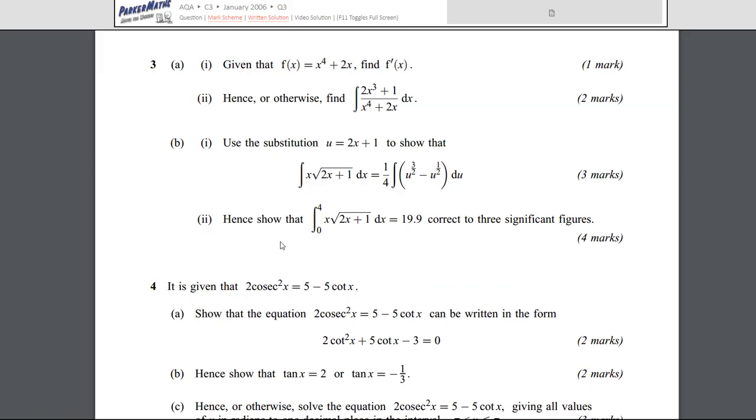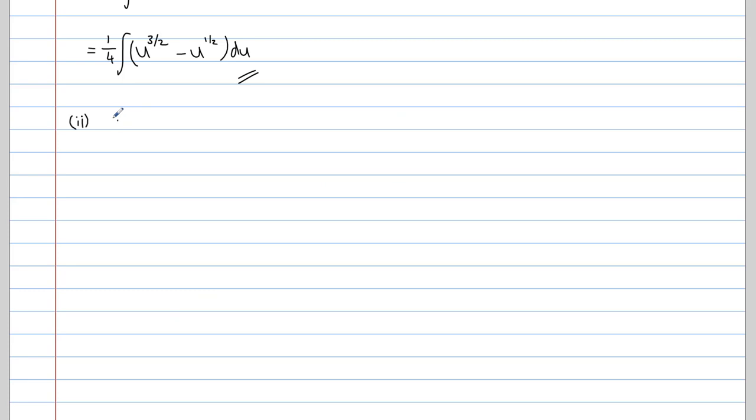In B part 2, it says hence show the integral between 4 and 0 of the same function equals 19.9 correct to 3 significant figures. So starting with the integral between 4 and 0 of x root 2x plus 1 with respect to x, I'm going to change this to a new question in which we're integrating u to the 3 over 2 minus u to the half with respect to u. Don't forget also we need a constant of a quarter out the front. And because we've changed variables, we also need to change the limits.